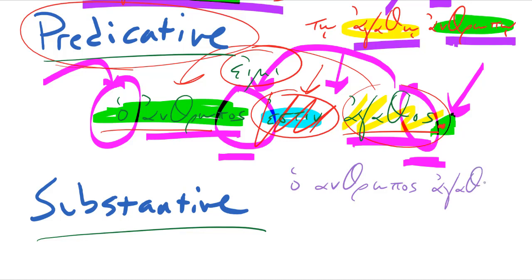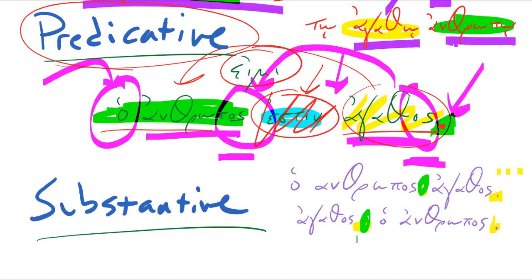So this might occur as ho anthropos agathos, period. Or it might occur as agathos ho anthropos, period. But notice, the sentence does not go on. It's not the good man sees the Lord. It's a complete sentence. So we have to supply some sort of verbal idea between those. You can't just say, the man good. We have to say, the man is good. And Greek will imply the to be verb like that.